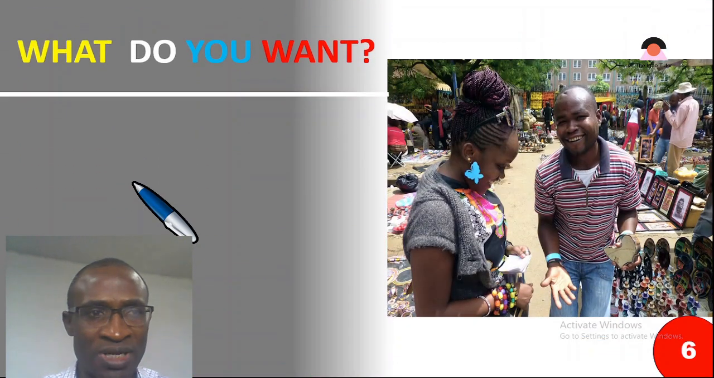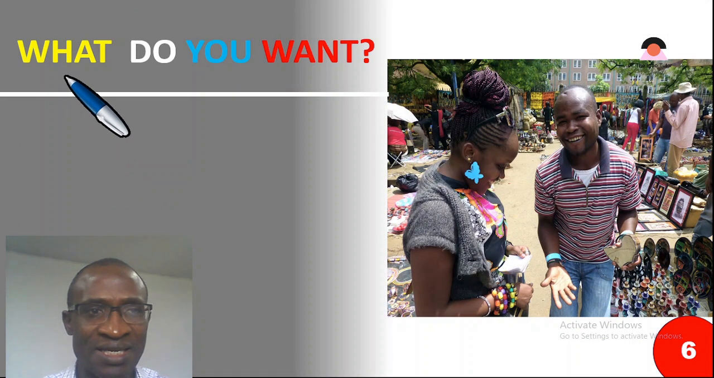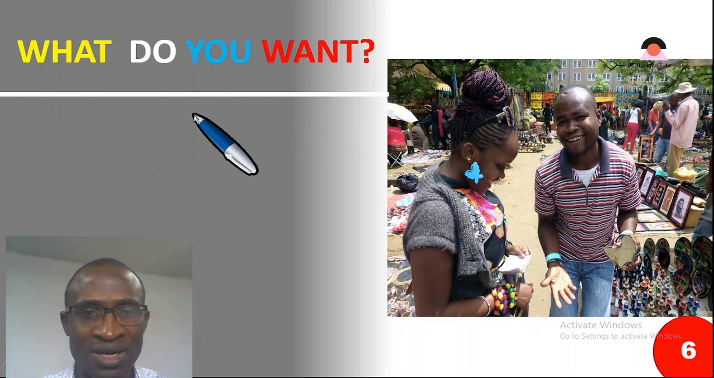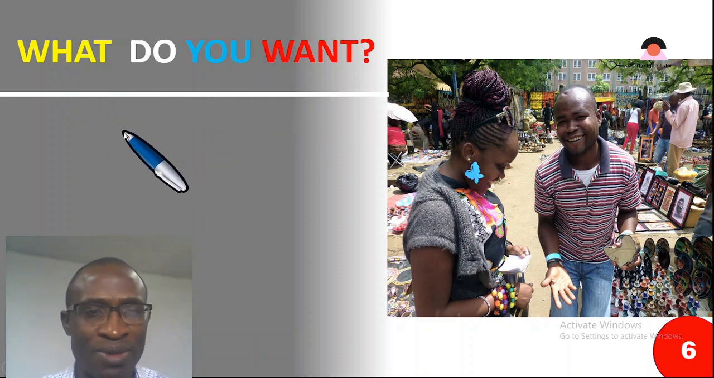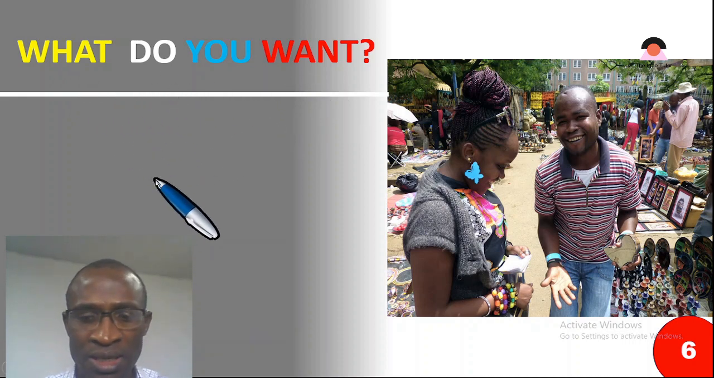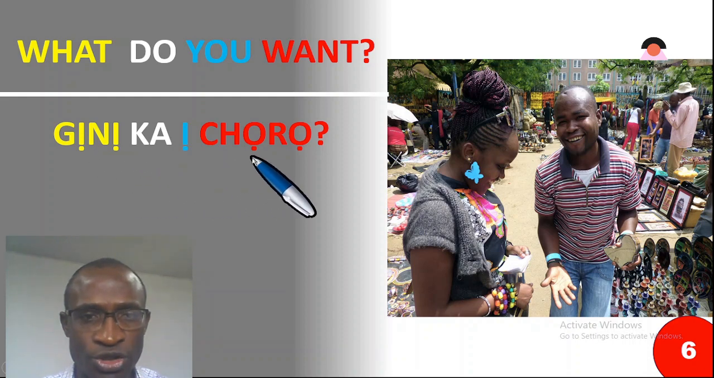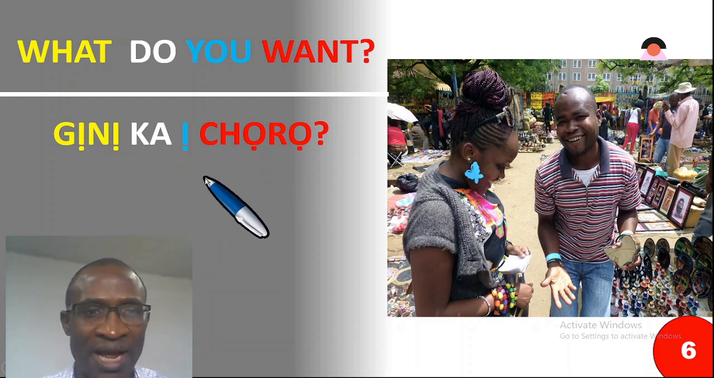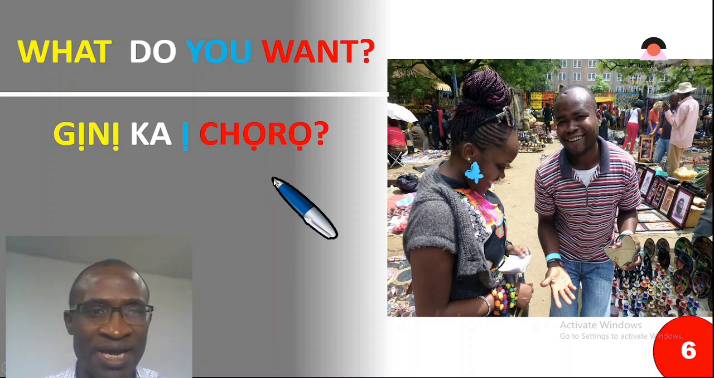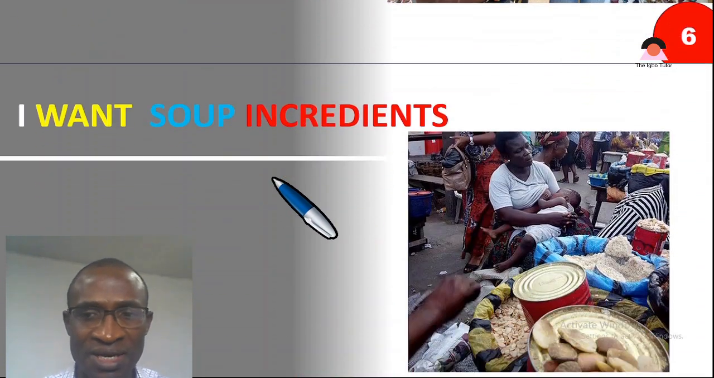Move on to phrase or sentence number 6. And this is, what do you want? A question to a customer that just came to market. What do you want? In Igbo, that means gini ka i choro. Gini is what. Ka is do you. I choro, want. Gini ka i choro. What do you want? That is that in Igbo.